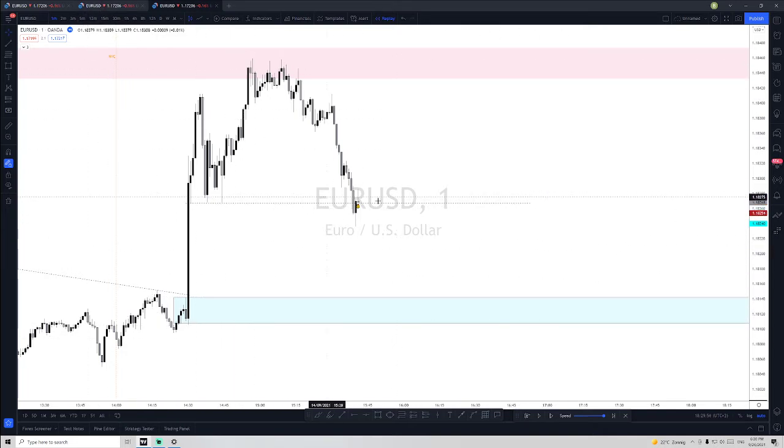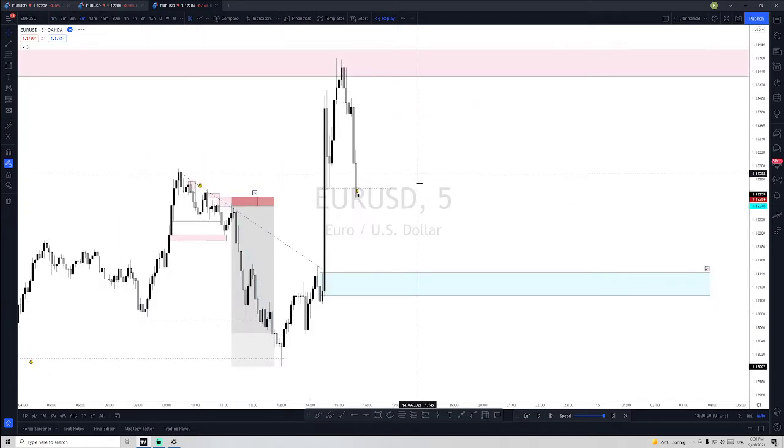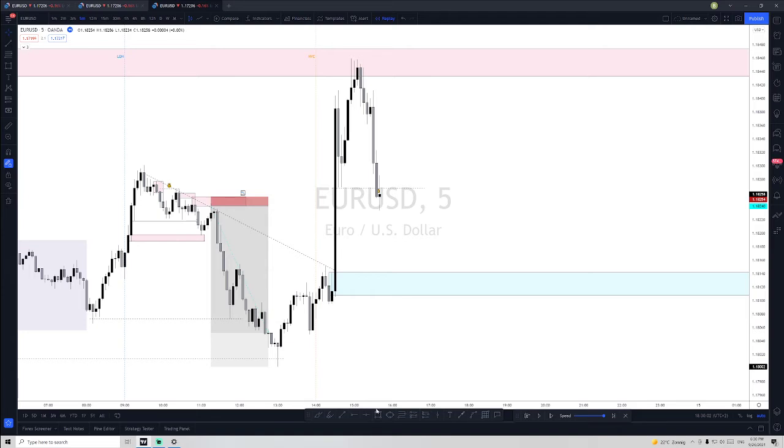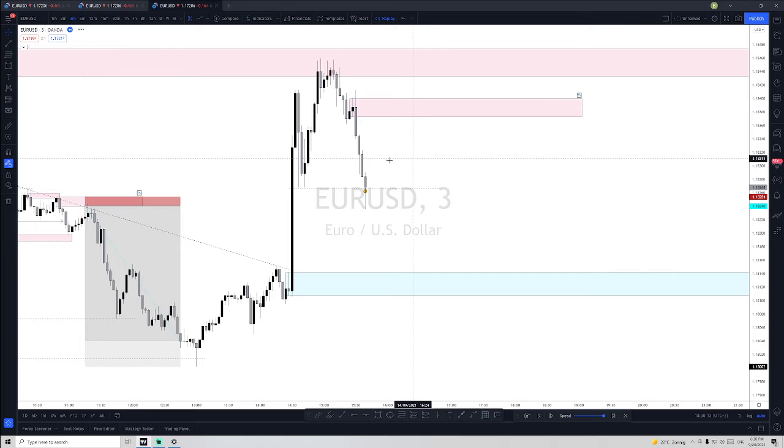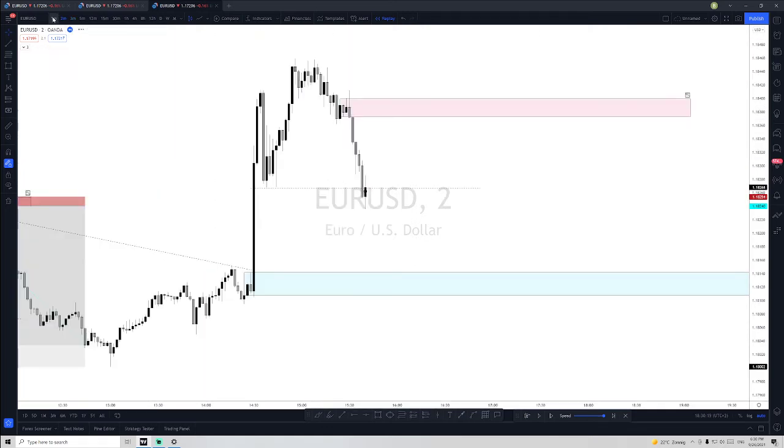Well, we have our structure point that is being broken. We have supply that is being tested. Now we go back into the 5 minute and look for areas of supply within this new current range, right? The 3 minute also comes back.